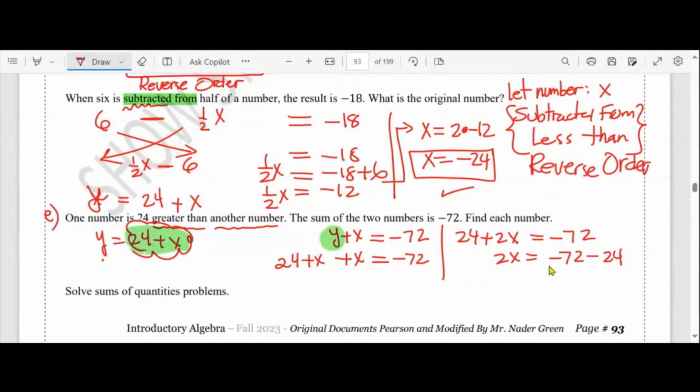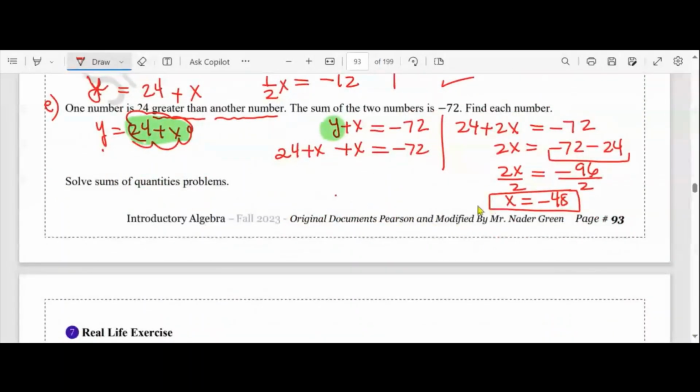Can you please add this and tell me how much? Negative 96. And then can you please divide by 2 and tell me how much? Negative 48. So x equals negative 48. Which number is the big one or the small one? This is the small one. So how can I get the big one? Plus 24.